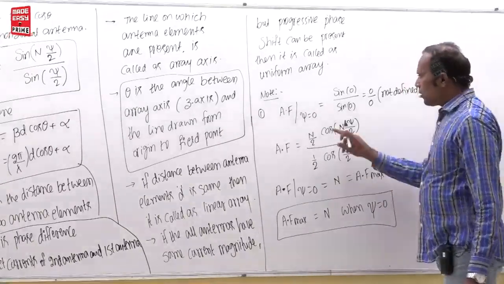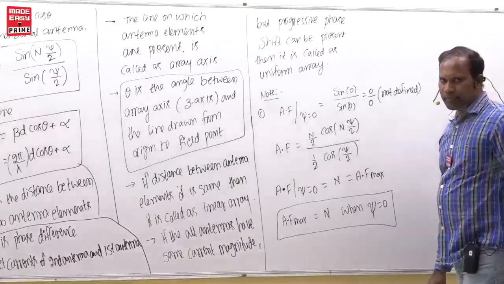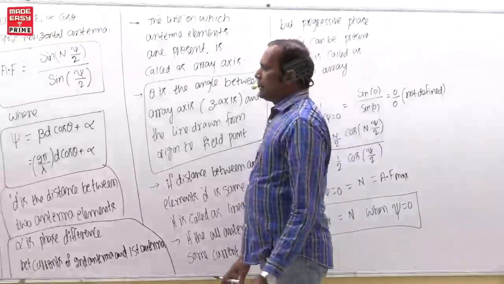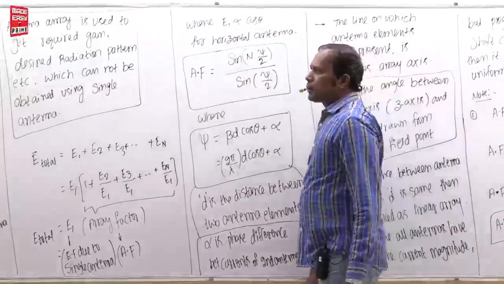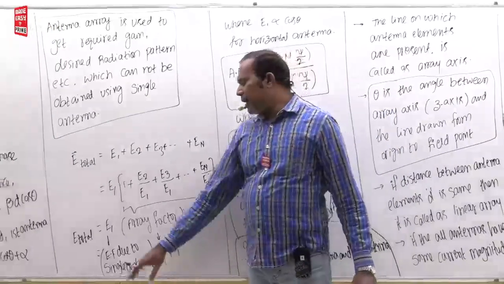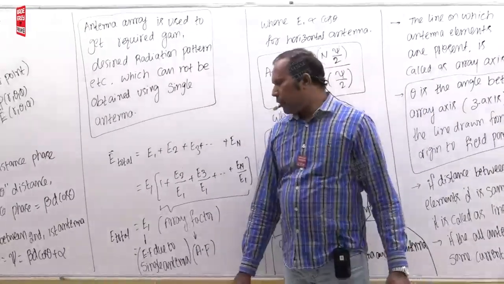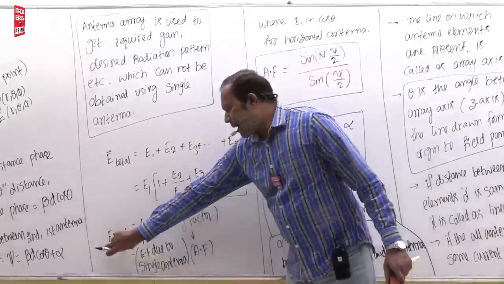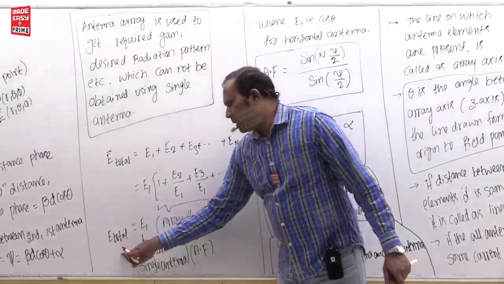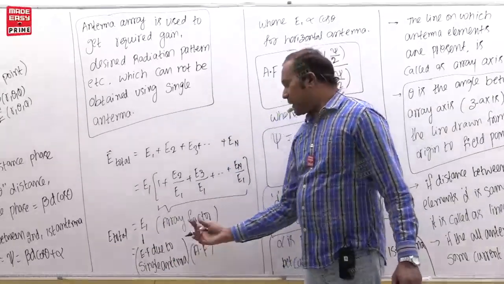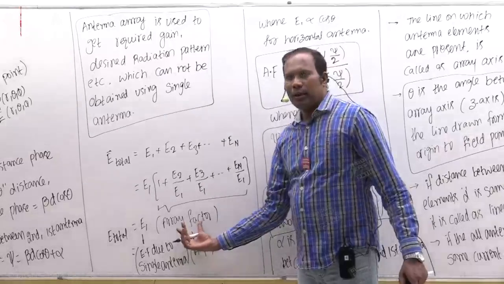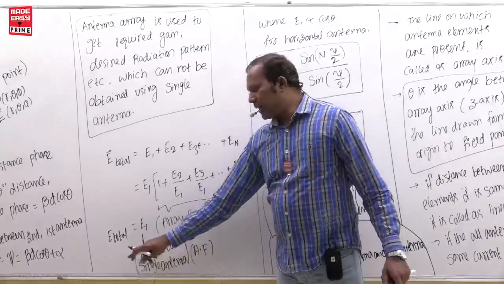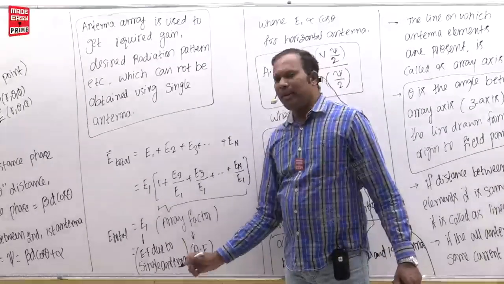Whenever you put psi 0, then the array factor is maximum. What is the meaning of that? Let us see. For example, somebody asks you for maximum electric field at theta equal to 90. Then what do you do? You make this array factor maximum, because a maximum multiplied with something gives the maximum. So if you want the total electric field maximum, this array factor should be maximum.